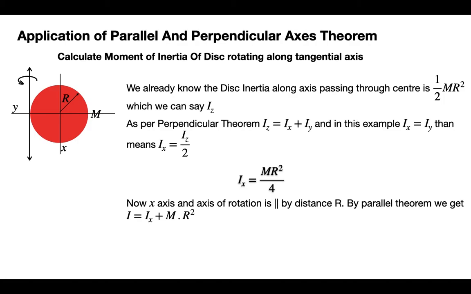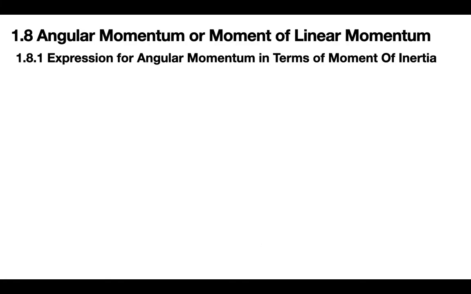Now the x axis and the axis of rotation are parallel, separated by distance r. So by the parallel axis theorem, the moment of inertia which we want to calculate is equal to Ix plus mr square. If you put the value of Ix, which is mr square by 4, plus mr square, you get I is equal to 5 by 4 mr square. So that's how you apply the parallel and perpendicular axis theorem to calculate the moment of inertia around any axis.